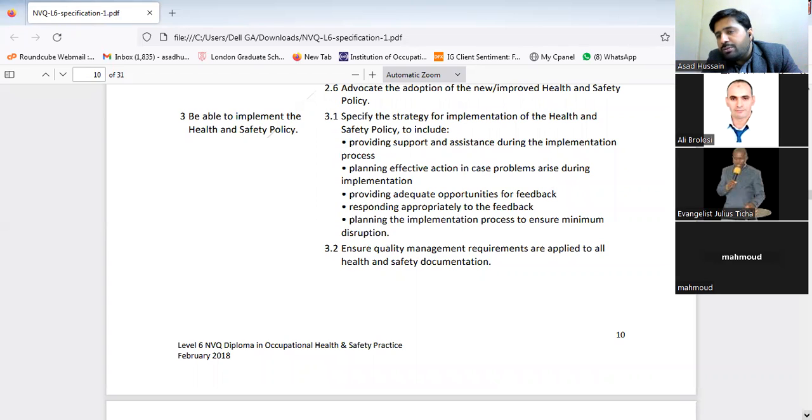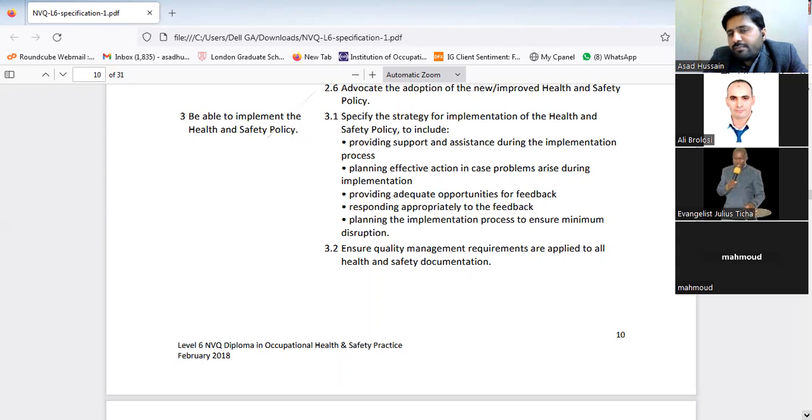Then what type of opportunities are you providing to the workers for feedback, what is your plan for the feedback, and how will you ensure that minimum disruption happens in the phase of implementing the revised or newer version of the health and safety policy. All these things can be controlled by TBTs, training sessions, inductions, management review meetings, and committee meetings.